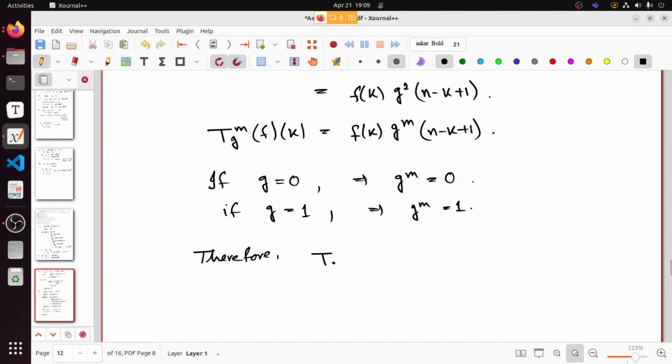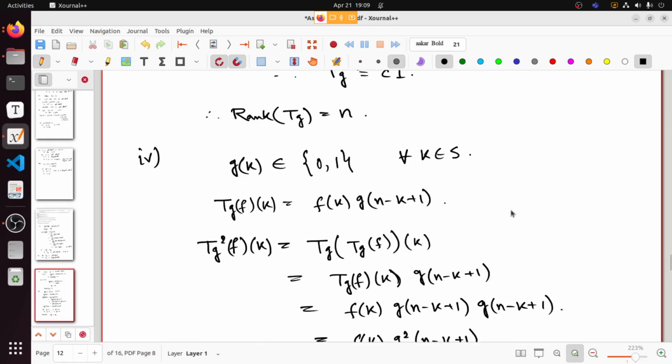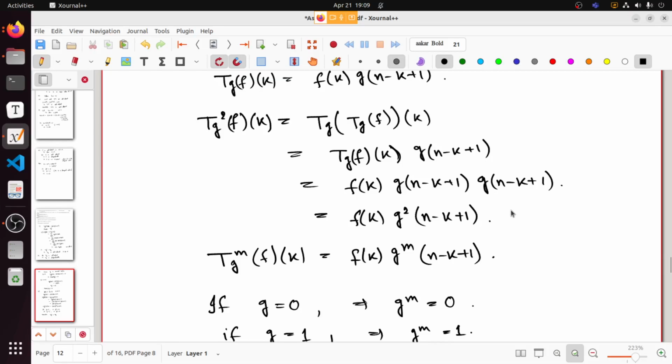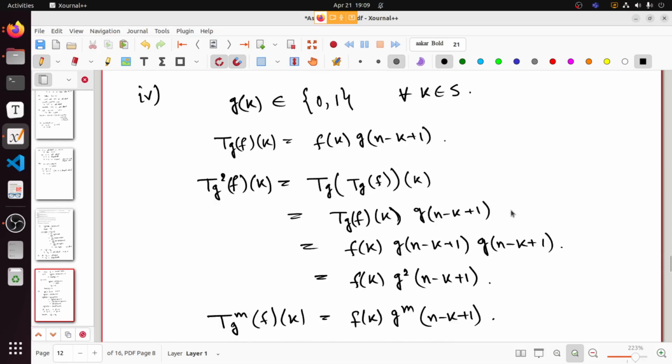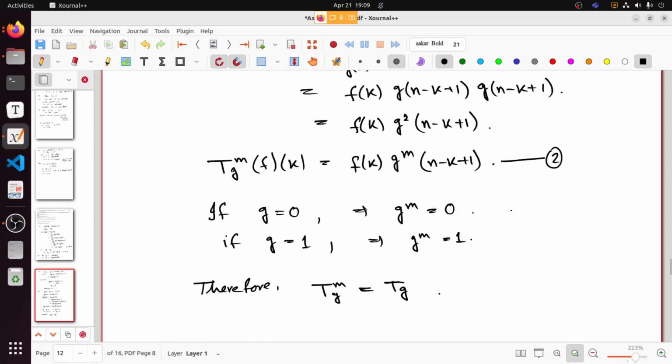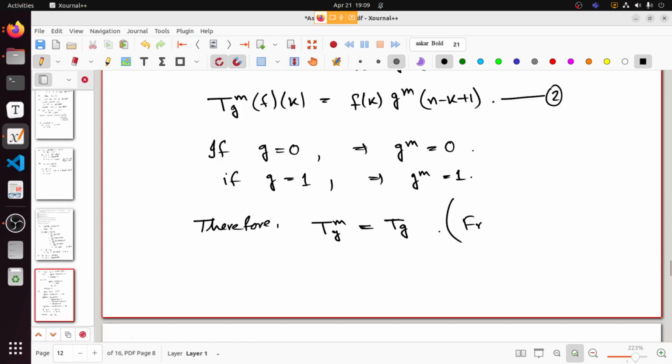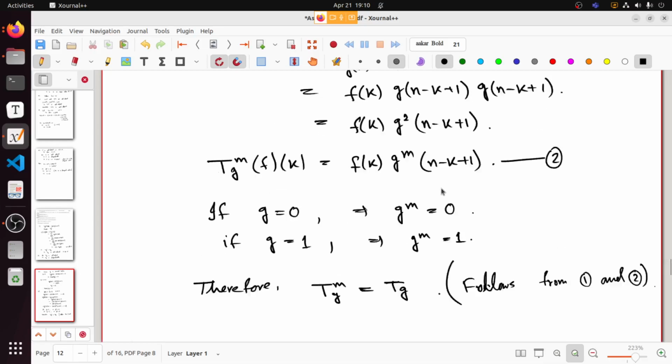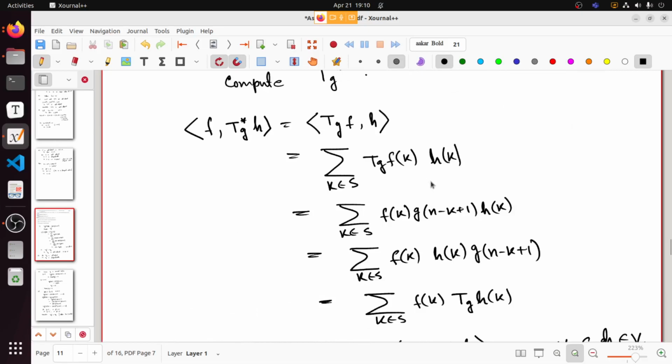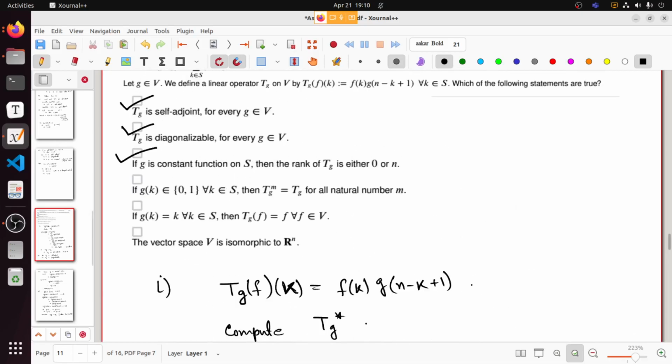So then we therefore T_g to the power m will be T_g, right? They will be the same because you can compare, both are 0 and 1, follows from 1 and 2, right? So therefore T_g to the power m is T_g. So therefore option number 4 is correct.